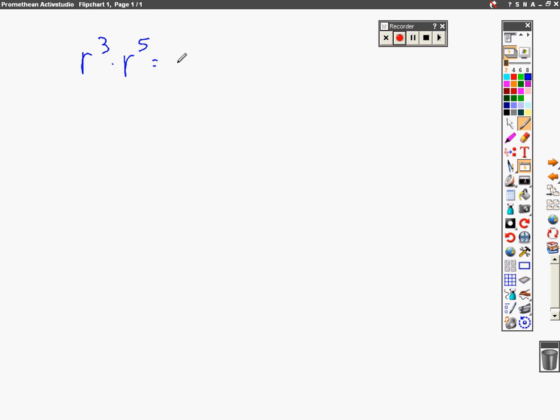Okay, what I've told you to do in class is write out all the factors. So we have r times r times r. We'll group that together. We'll multiply that by r to the fifth, 5 r's. What we're left with is 3 r's here, 5 here. So that equals r to the eighth.